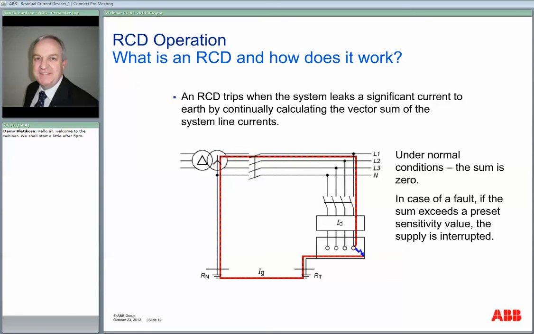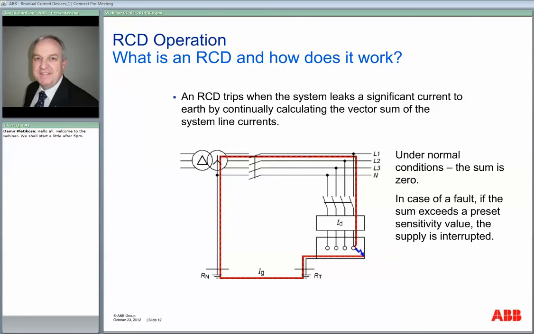So how does the RCD actually operate? Pretty simple, really. It's actually measuring the current flow going through to a load in its normal circumstances. So as a rule, the current flow will be passing through a toroid. That is measuring the magnetic field, and as long as the current going out matches the current coming back, the sum of those currents will actually be zero.